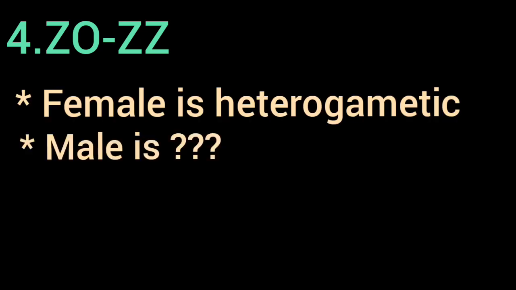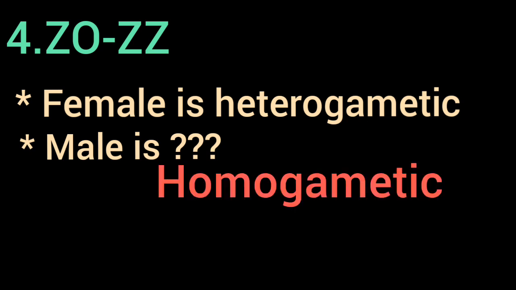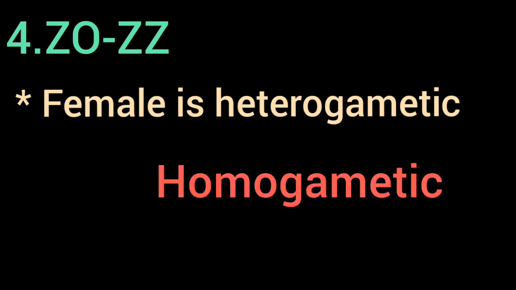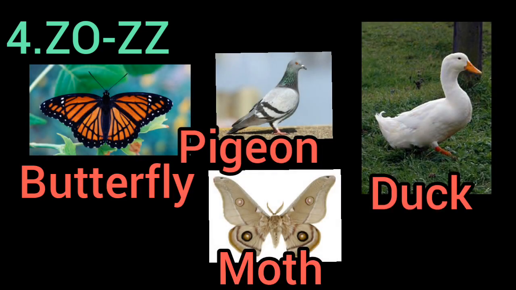Now moving on further, students, the last category we have is ZO and ZZ type of sex determination. Again here, students, female is going to be heterogametic and male is, yeah, come on students, tell me, yeah, homogametic, that is ZZ type. And the examples include butterfly, pigeons, ducks and moths.